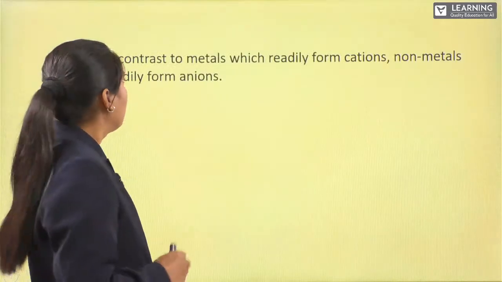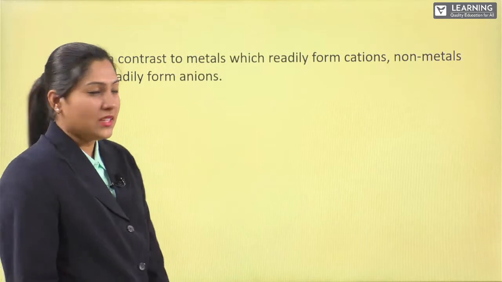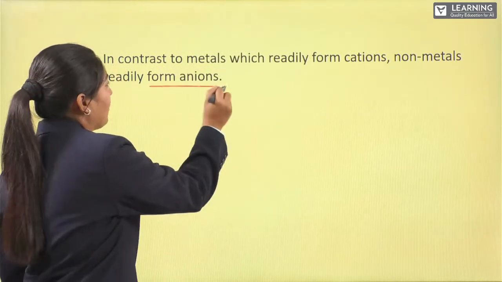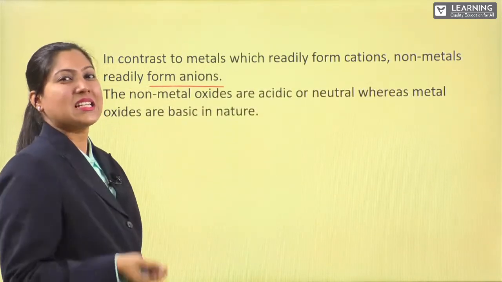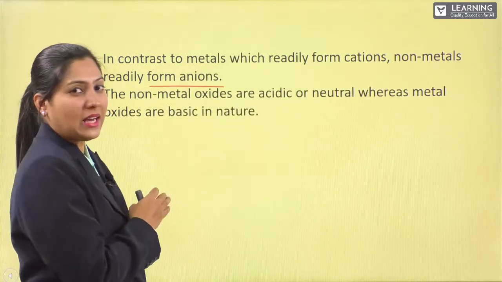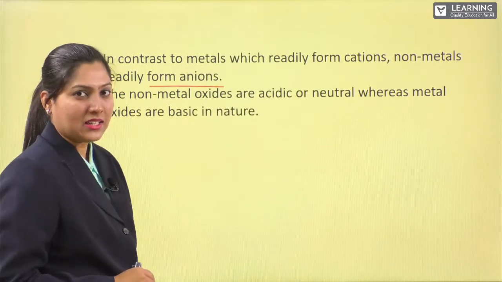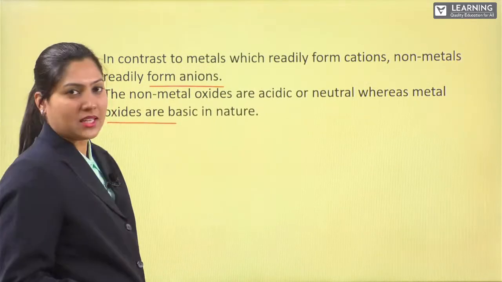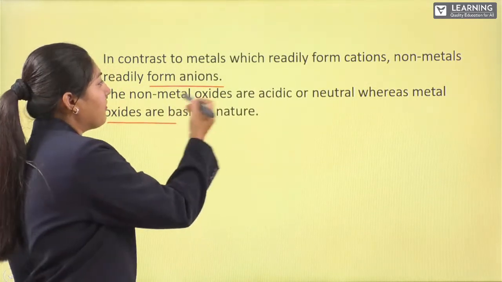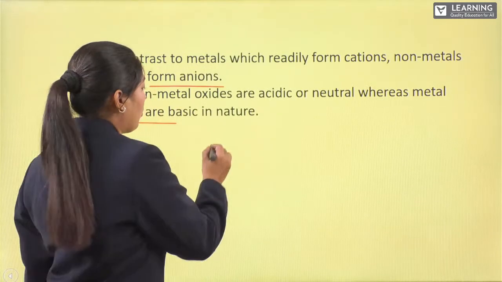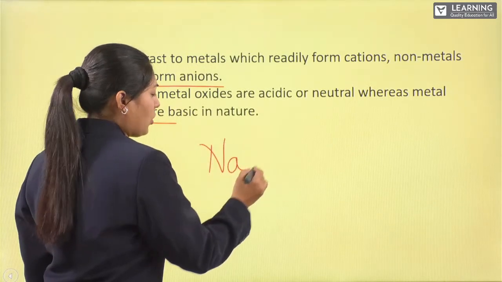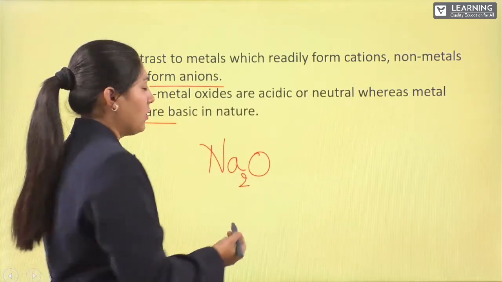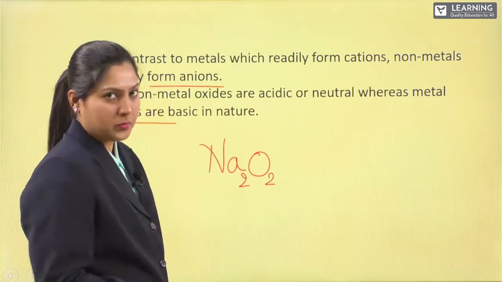Good. So in contrast to metals which readily form cations, non-metals readily form anions. That means they can easily gain the electrons. The non-metal oxides are acidic or neutral, whereas the metal oxides are basic in nature. That means if we speak about the oxides, so we know that lithium, sodium oxides, right? If we go with this, we can go ahead with peroxides or superoxides.